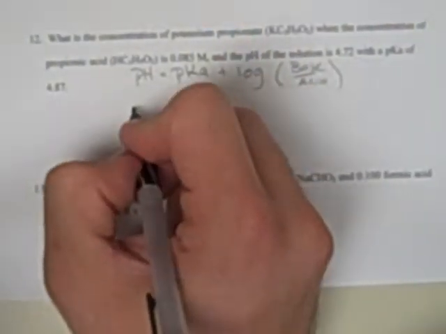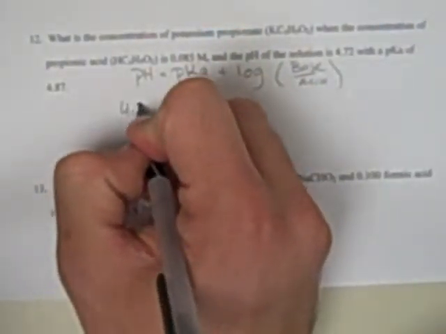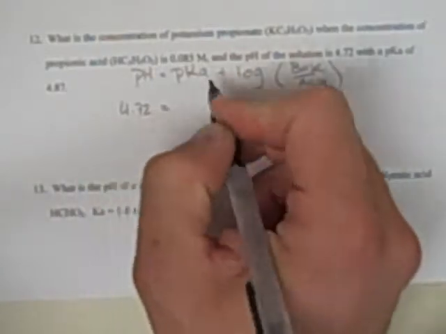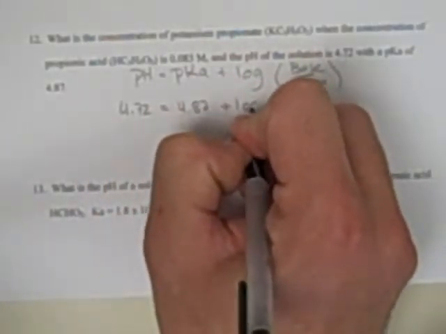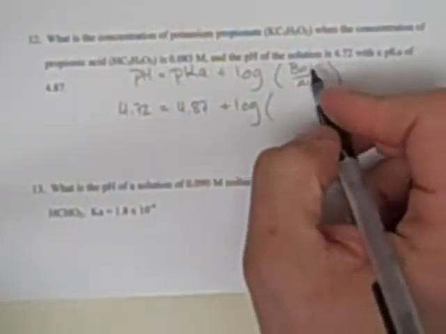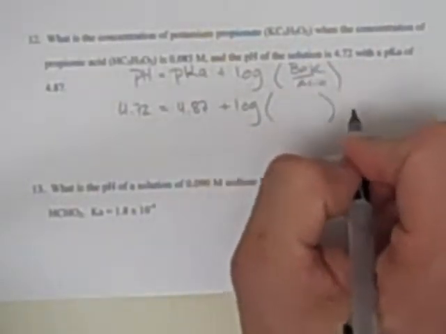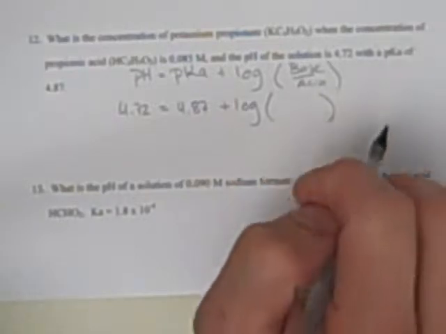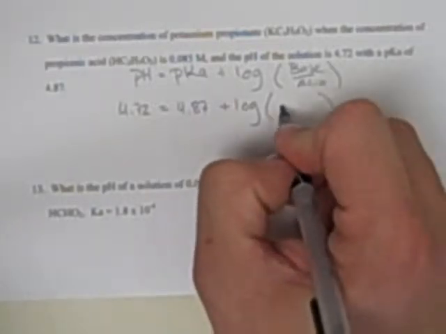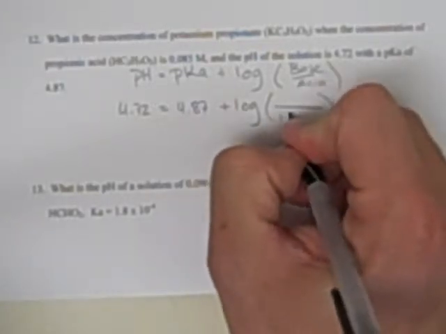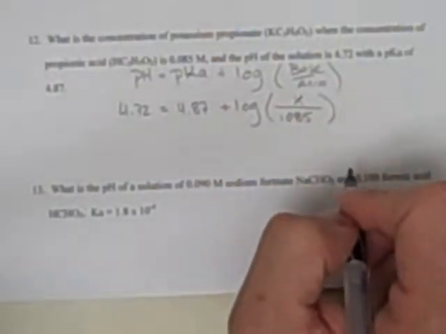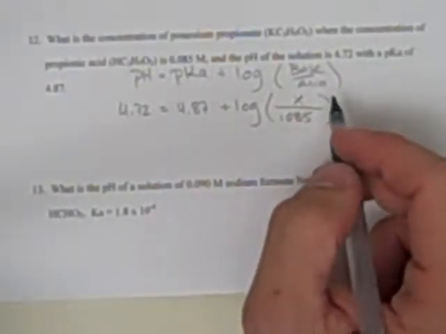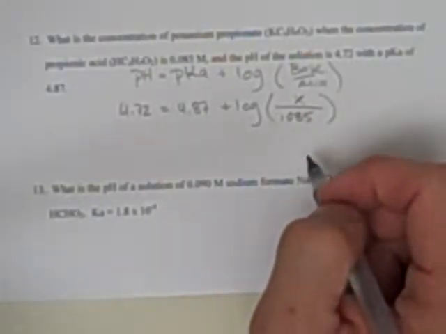So for this problem, I know the pH is 4.72. I know that my pKa is 4.87 plus the log, and what I don't know is the ratio of base to acid, but I was told that my acid was 0.085, and what it asked for was what the base would be then. And so I can just solve this using basic algebra, and it's not too bad.